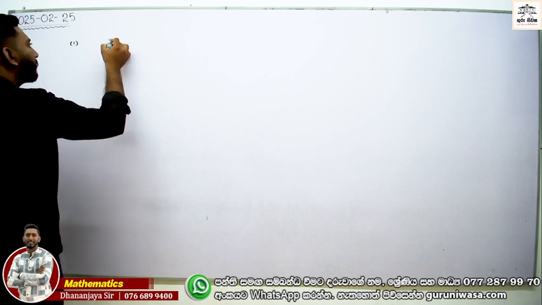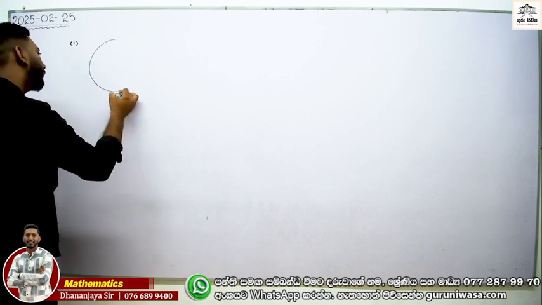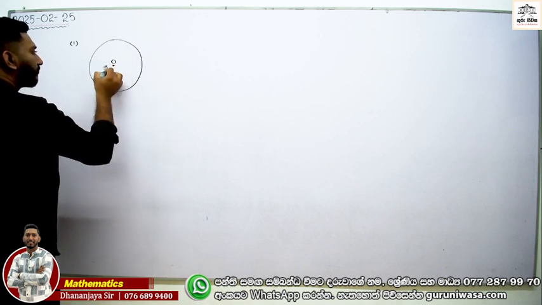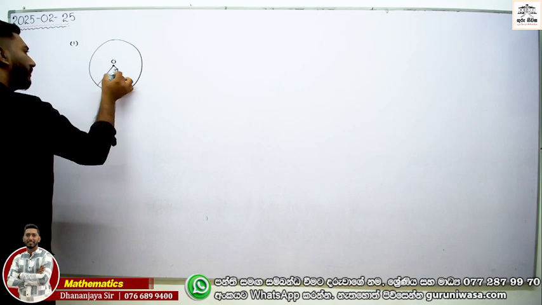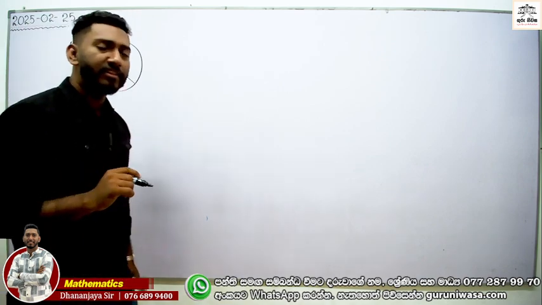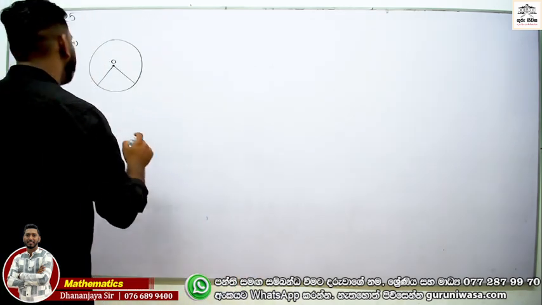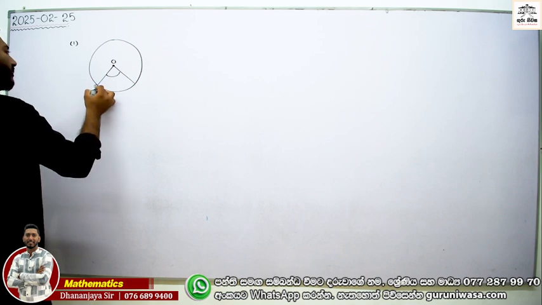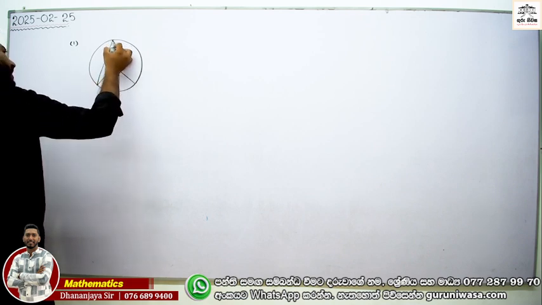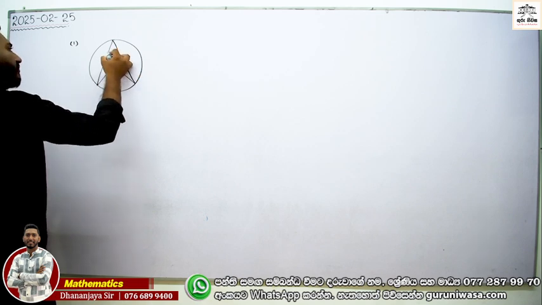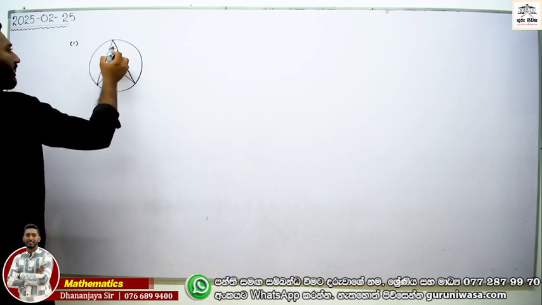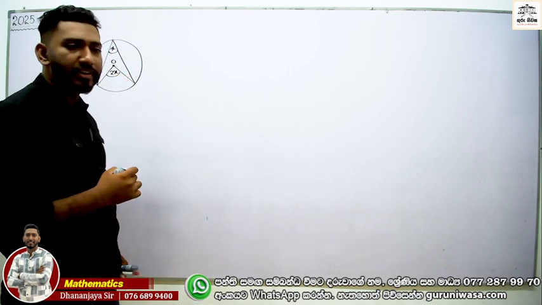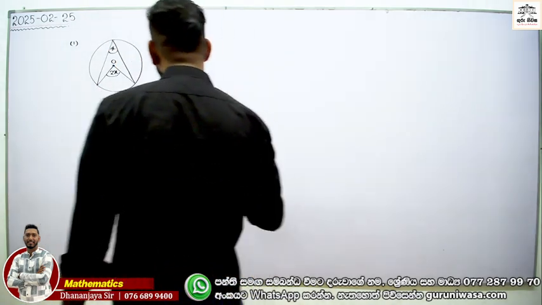Number 1: this is a circle and this is the center. The angle subtended at the center is equal to 2 times the angle subtended at the circumference. This one is x, therefore this one becomes 2x. This is the first scenario. Now look at this one.